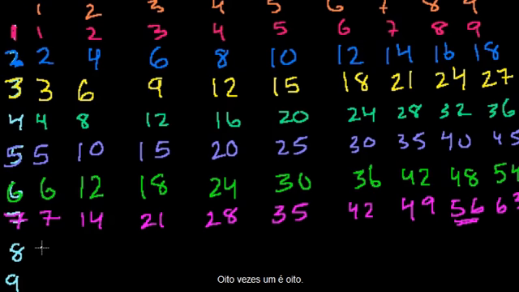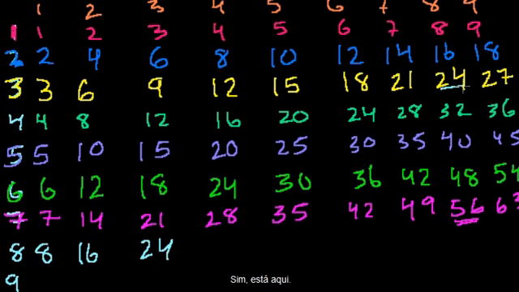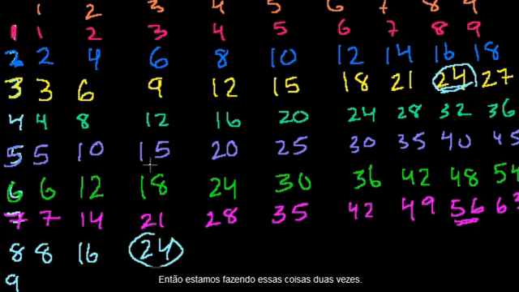We're at our 8 times tables. 8 times 1 is 8. 8 times 2, 16. 24. Right? 8 times 3 is 24. And if we go to 3 times 8, we should also see the 24. Yep, it's there. Right? These values are the same. So we're actually doing things twice. We're doing it when you do 8 times 3, and we're doing it when we did 3 times 8.